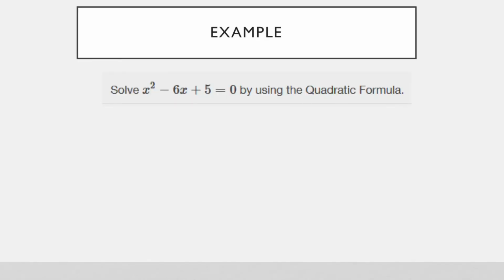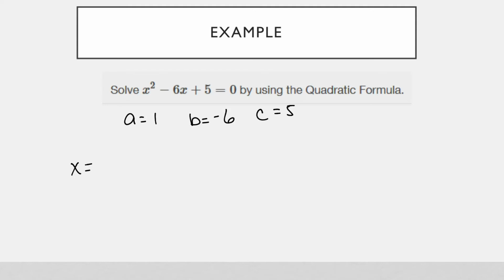Okay, so check yourself and see if this is written in standard form, and it is. And now we need to decide what our A, B, and C are. Our A is 1, our B is -6, and our C is 5. Okay, so I'm going to do the quadratic formula. I'm not going to write down the formula every single time. You should have this in your notes.